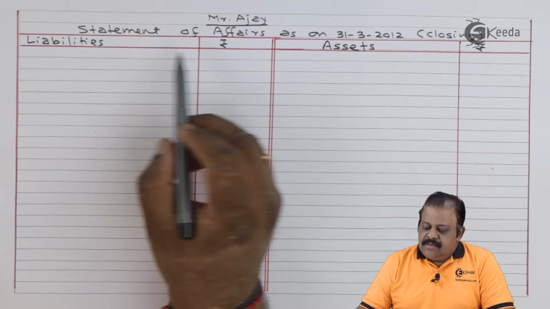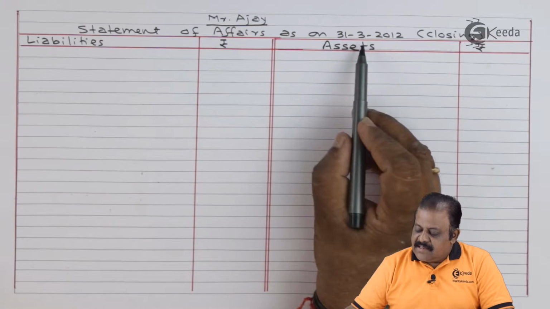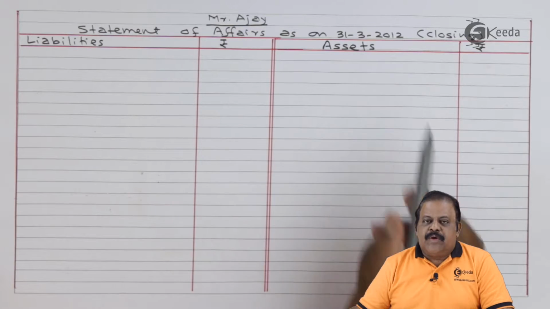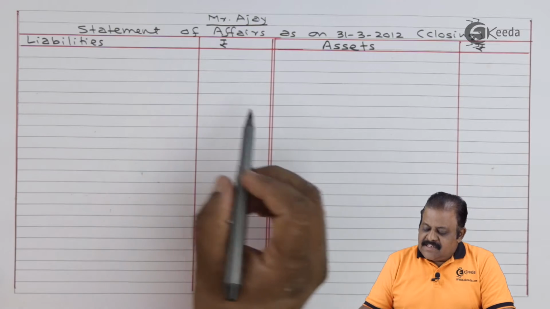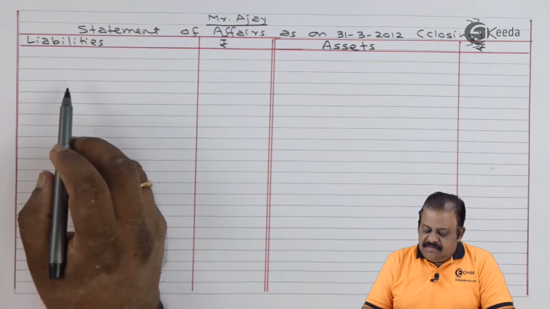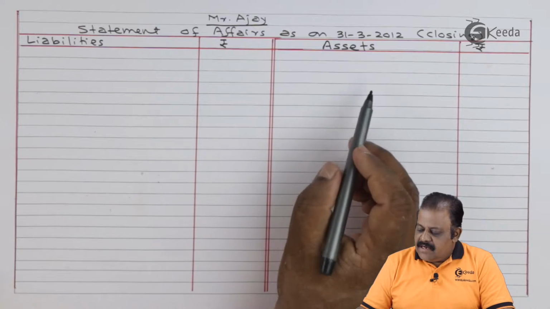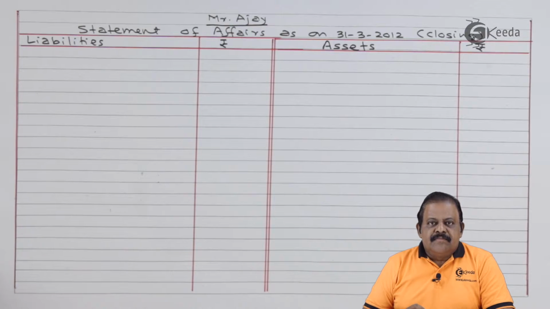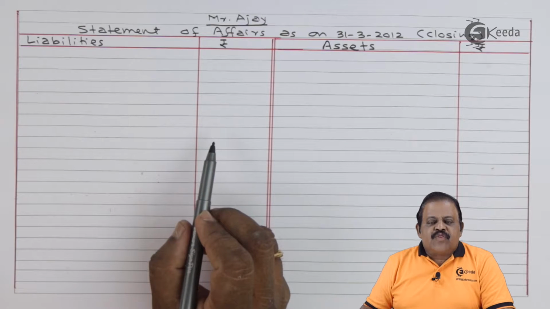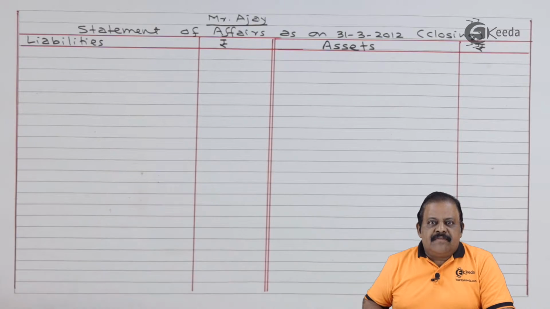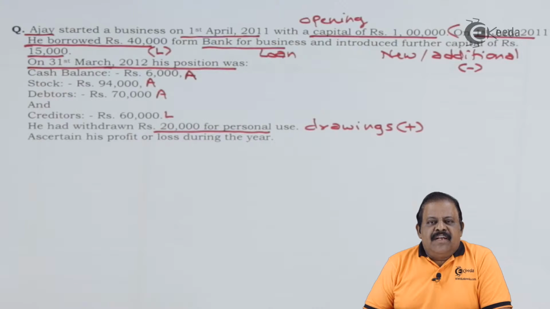For Mr. Ajay, statement of affairs as on 31st March 2012. This is the closing statement of affairs. This is prepared like a balance sheet. First part will be liabilities and second part will be assets. The basic purpose of preparing the statement of affairs is to find out the closing capital. By using the available details, we are required to record closing assets and liabilities.